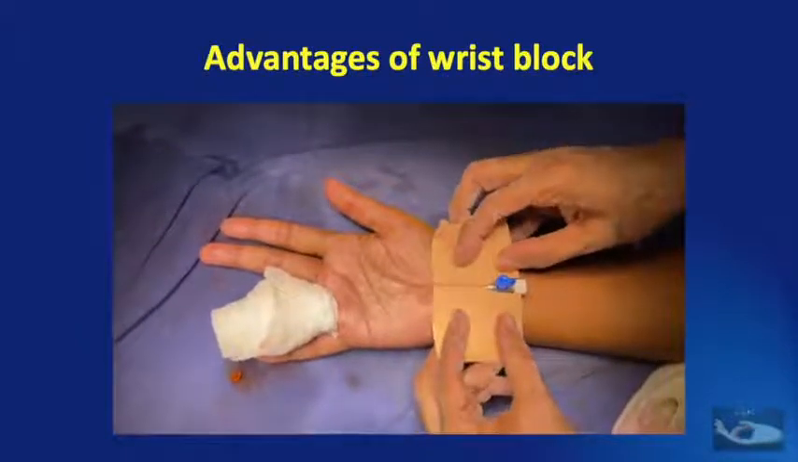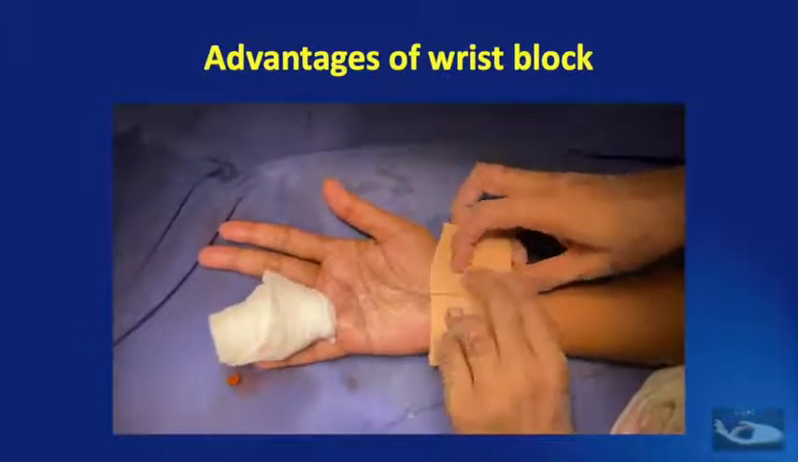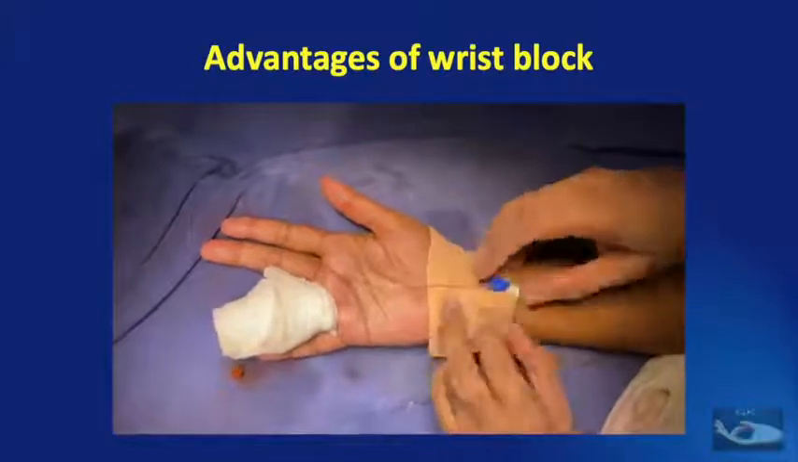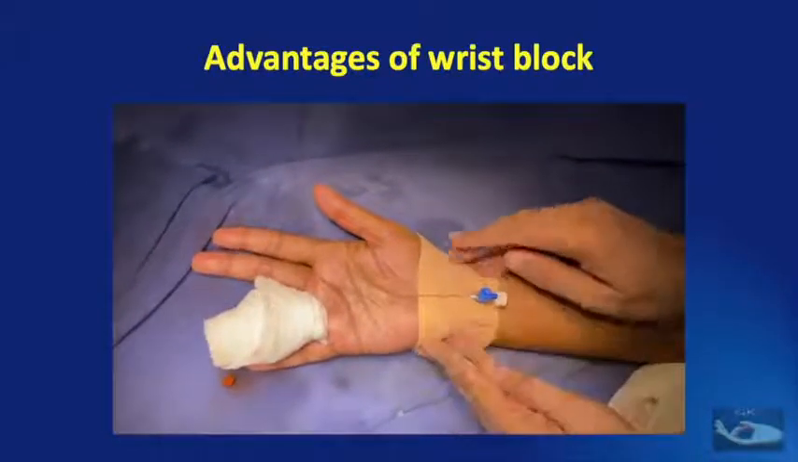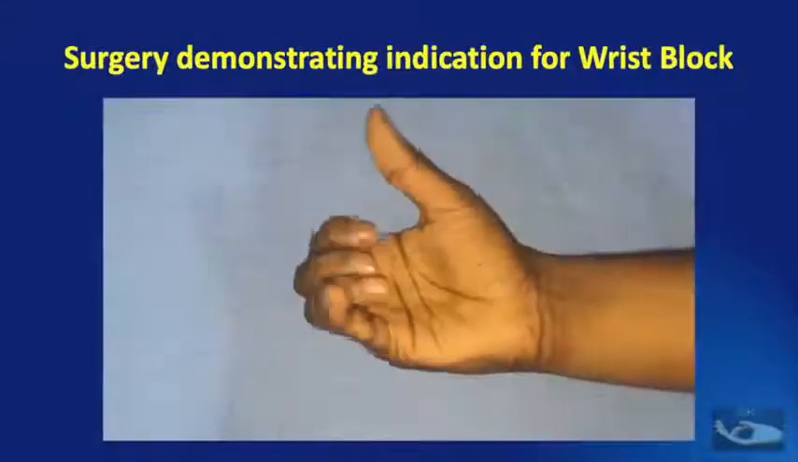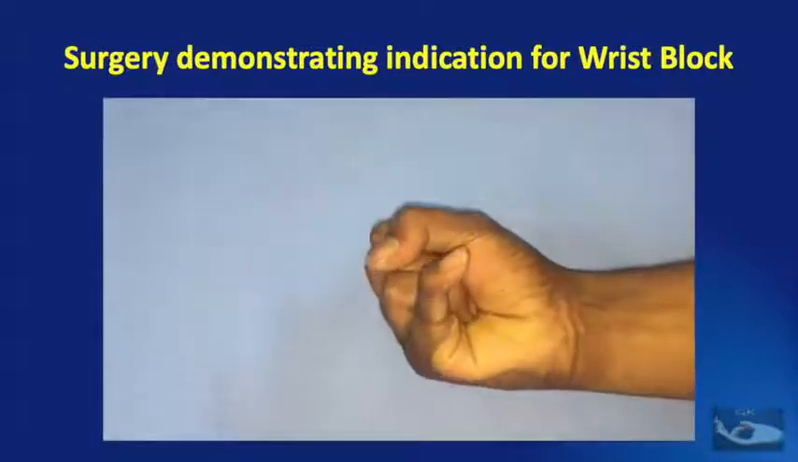It is very important to inform the patient and the staff nurse that no other injection should be made into this cannula. Now let us see an example of a surgery being done under wrist block.